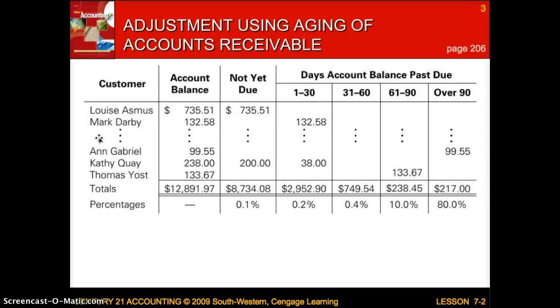The adjustment using aging of accounts receivable. Analyzing accounts receivable according to when they are due is called aging accounts receivable. Rosedale Incorporated ages accounts receivable at the end of each fiscal period as shown here. This provides information for the uncollectible accounts expense.